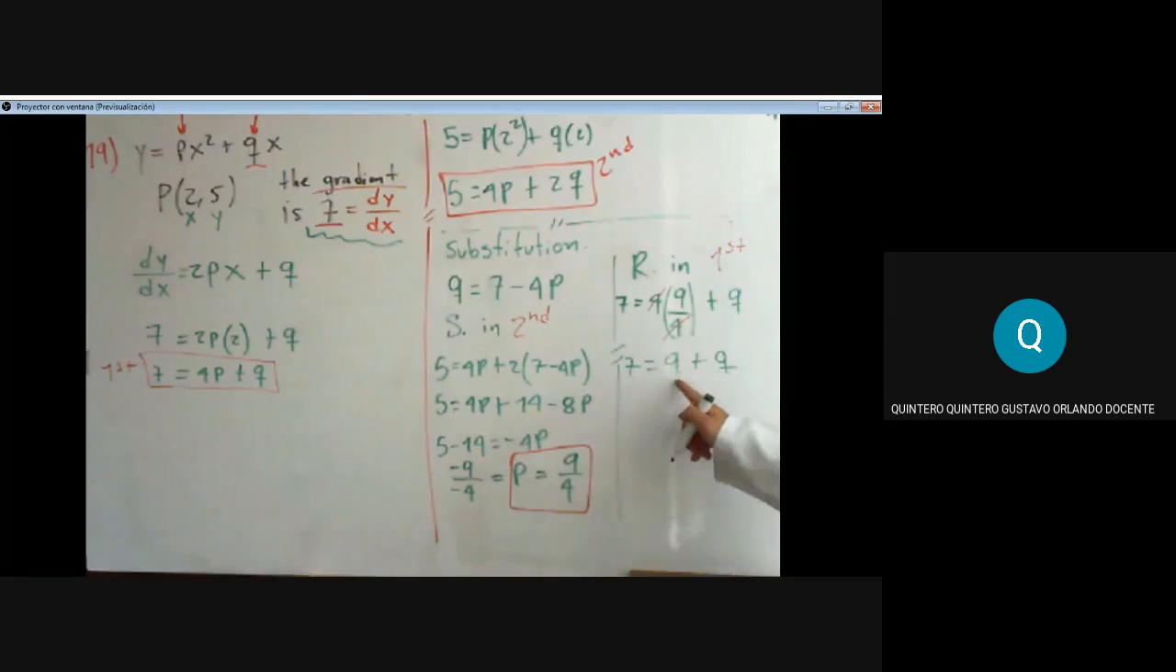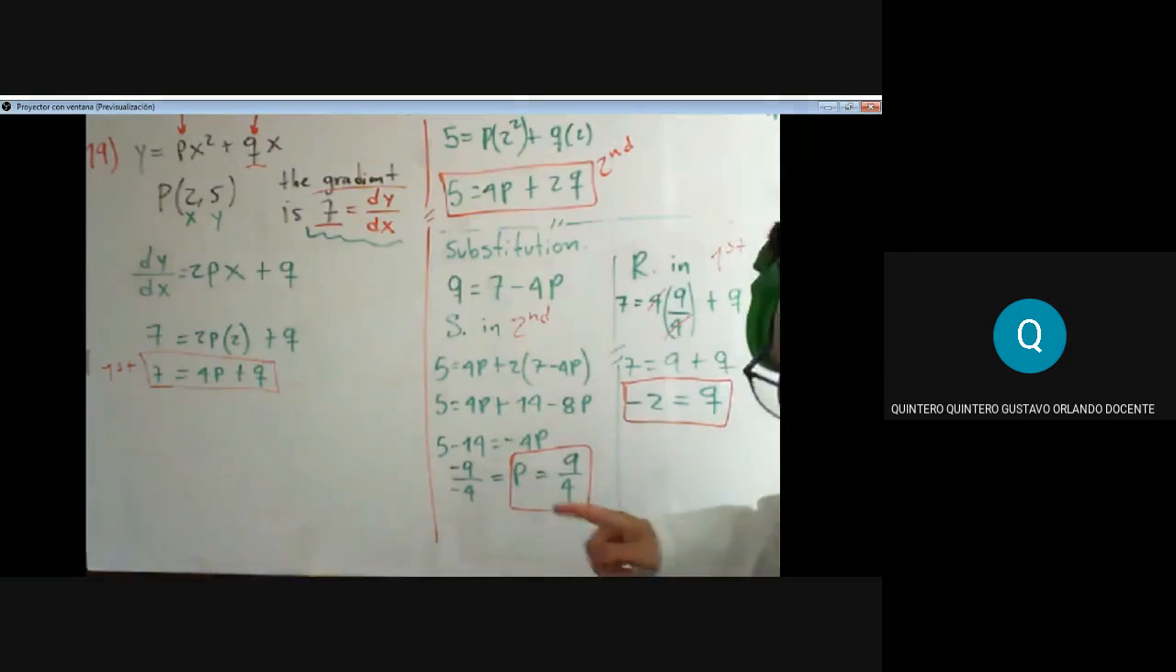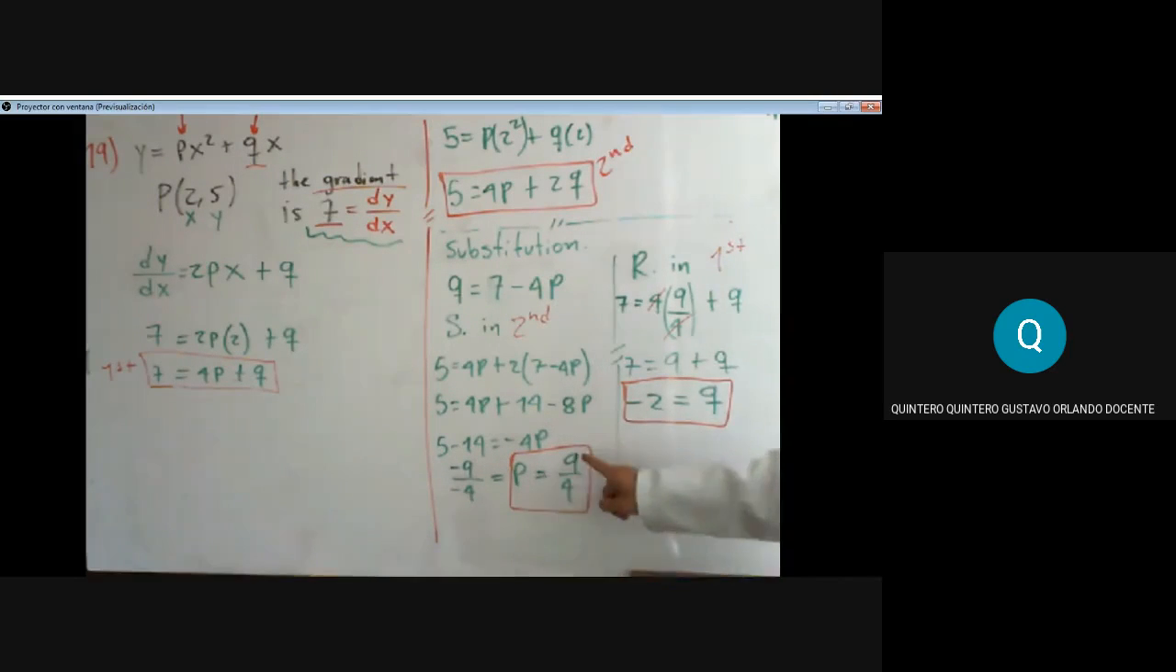From here, pass the 9 to subtract, will be 7 minus 9. So this is negative 2. And on the other side of my equality will be just q. So from here, I now have the value of q, which was the same as the one we got from elimination. So p is 9 over 4, and q is negative 2. This is how you do it with substitution.